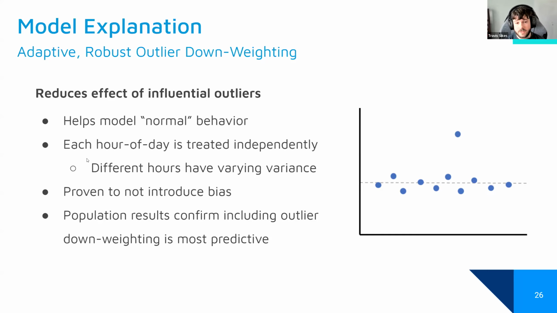We also have shown that this does not introduce bias, and each hour of the day is treated independently. That's because different hours have different amounts of variance or scatter. The middle of the night might have a little less variance than the middle of the day. And so we want to make sure that we downweight things appropriately for the hour of the day.